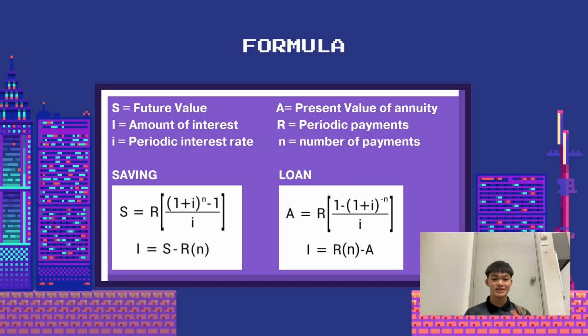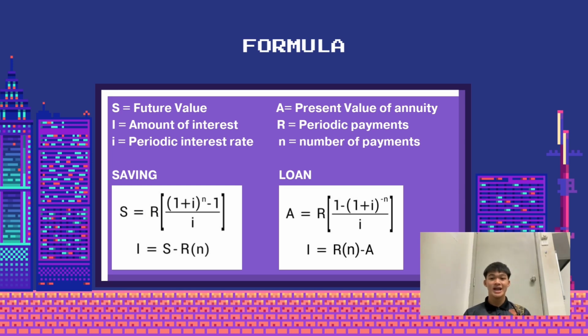We have some notation in annuity such as S is future value, capital I is amount of interest, small i is periodic interest rate, capital A is present value of annuity, capital R is periodic payment, and the last one is n, the number of payments.